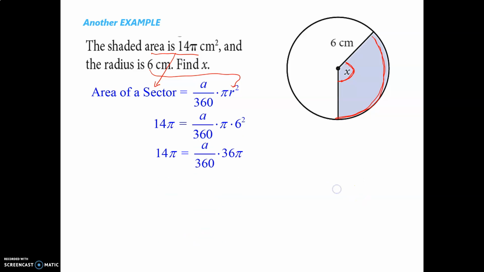So now 6 squared becomes 36. Then I divide 36 into here once, and 36 goes into there 10 times. So you get A over 10 times pi. Then they both have a pi, so if I divide this side by pi and the other side by pi, the pi's will go away. And then if I multiply both sides by 10, I will have A alone being 140 degrees. So there's the formula for the area of a sector and two problems that deal with it.